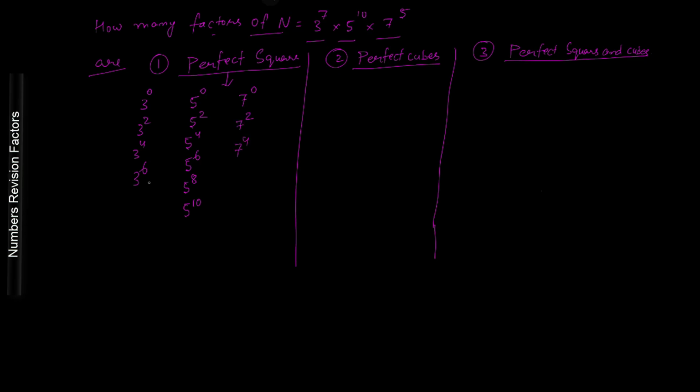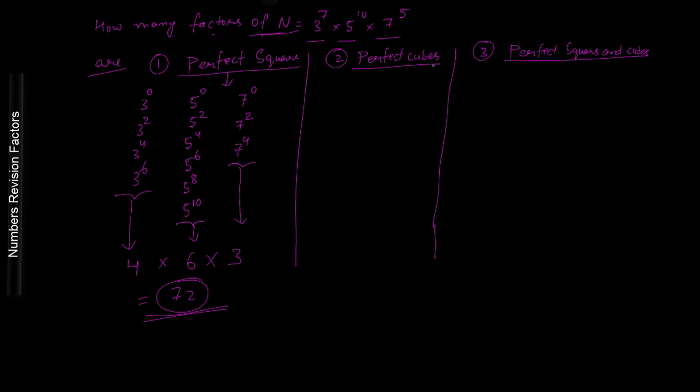So the number of factors of n which are perfect squares will be, for 3, there are how many possibilities? 1, 2, 3, 4 possibilities. And for 5, 1, 2, 3, 4, 5, 6. Now, I hope you can see that you don't have to write this counting. You can do it mentally also. And for 7, there are 3 possibilities. So 4 times 6 is 24, times 3, 72. So out of total factors of n, 72 factors are perfect squares.